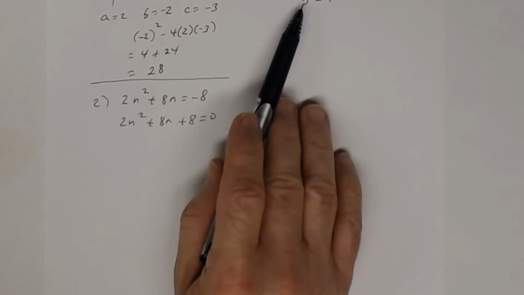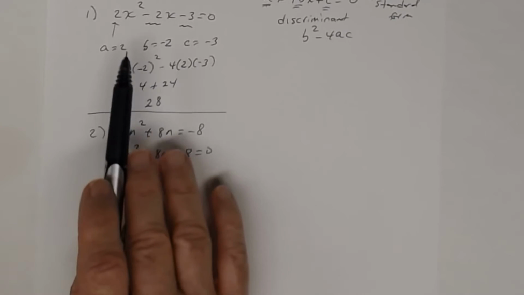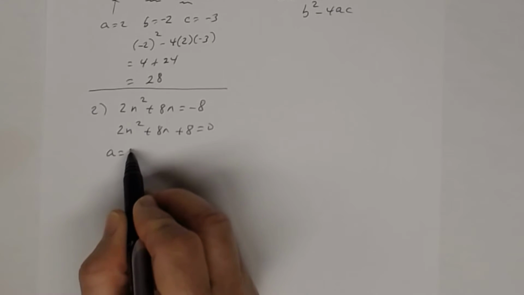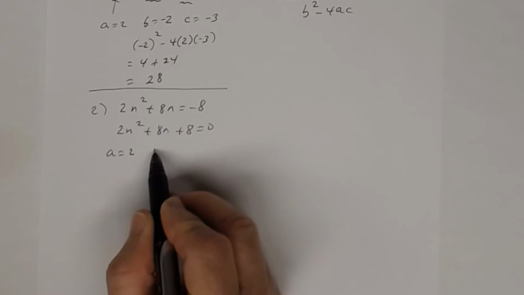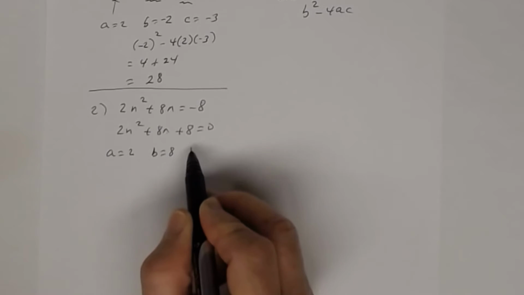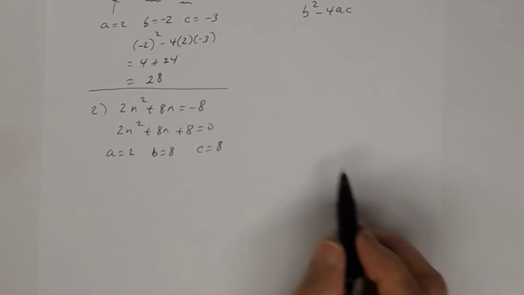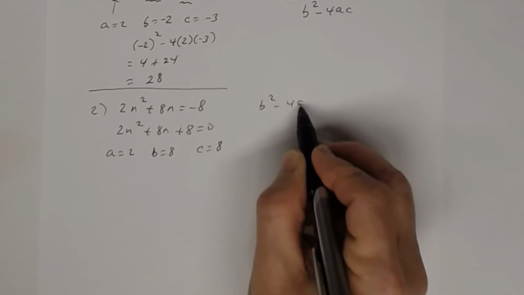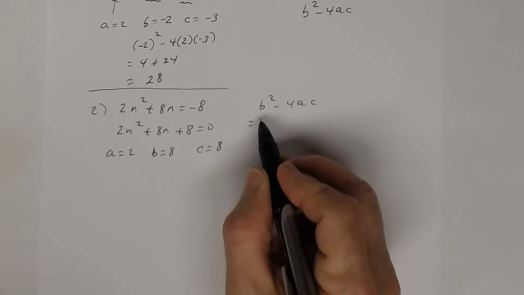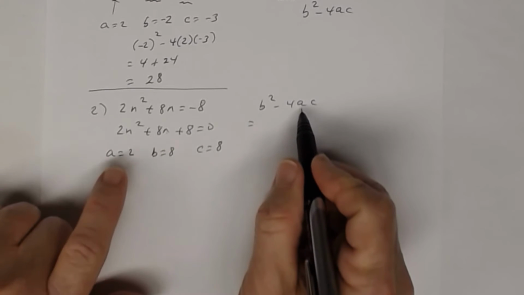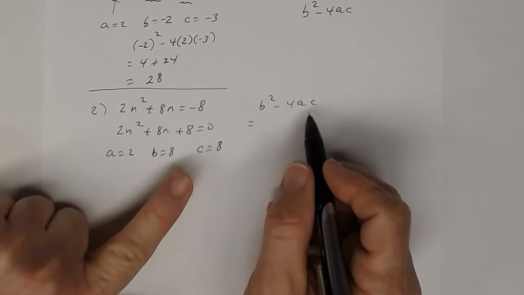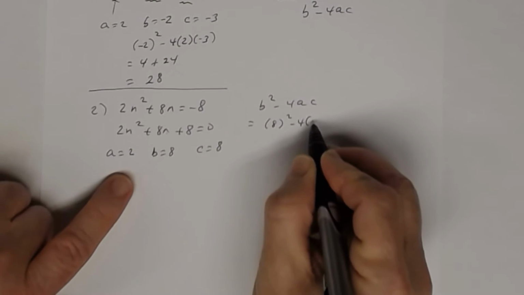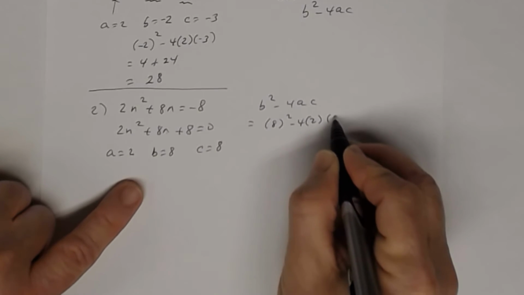So let's go ahead and determine the coefficients of a, b, and c like we did in number 1. So the coefficient of n squared is 2, so a is 2. The coefficient of n is 8, so b is 8. And the constant is also 8. And so therefore the discriminant, remember, is b squared minus 4ac. So in place of b, I'm going to substitute 8. In place of a, I'll substitute 2. And in place of c, I'll substitute 8. So I get 8 squared minus 4 times a, which is 2, times c, which is 8.